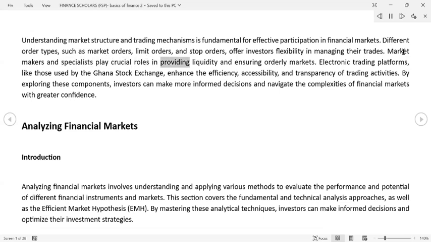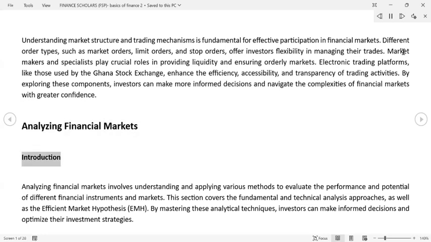Market makers and specialists play crucial roles in providing liquidity and ensuring orderly markets. Electronic trading platforms, like those used by the Ghana Stock Exchange, enhance the efficiency, accessibility, and transparency of trading activities. By exploring these components, investors can make more informed decisions and navigate the complexities of financial markets with greater confidence.